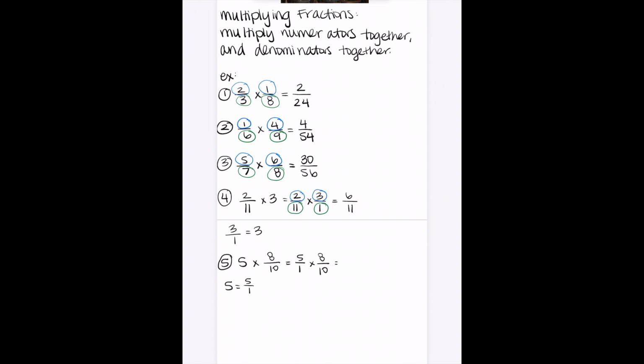Our numerators will multiply together. We have 5 and 8. And our denominators are 1 and 10. So we will multiply numerator times numerator. 5 times 8 gives me 40. Denominator times denominator, 1 times 10 gives me 10.